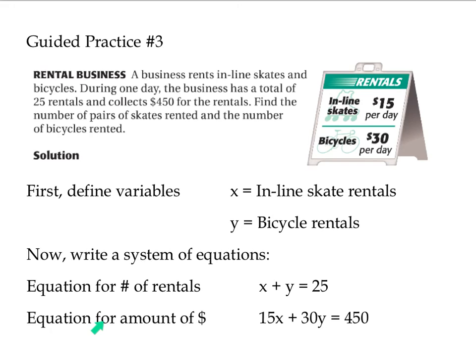And we know how much money they've collected. They collect $15 for every inline skate rental, it tells us that up here, and the bicycles are $30 for every bicycle rental. If we add up the amount of money for the rentals, we should get $450, because it told us that right up here, $450 for all their rentals that day. So we have a system of equations, which we could solve by graphing.